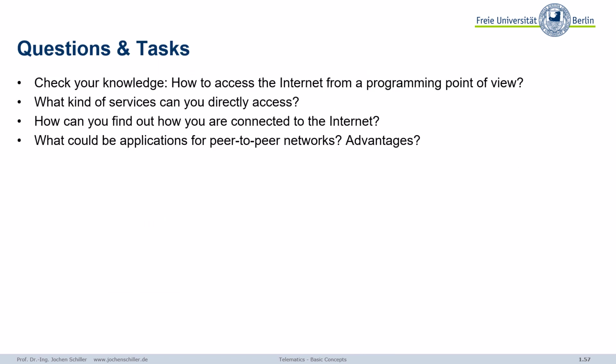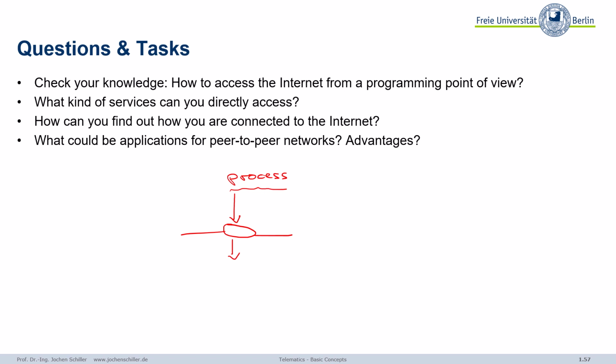Just some quick questions. Check your own knowledge. Do you still remember from bachelor courses how you connect to the internet, how you access the internet? You have an interface. How is this done? How can you then access certain services from your process? So you have your process. The process wants to transmit something. How do you do this from a programming point of view? What kind of services can you directly access? Also, from a process point of view, what is offered?